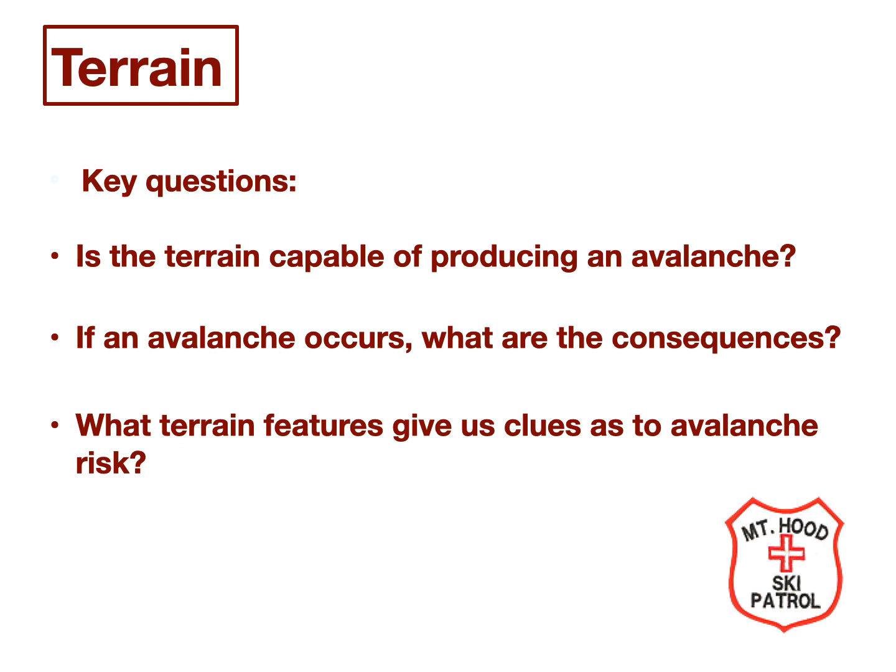These are the key questions we'll always need to keep in mind. Is the terrain capable of producing an avalanche? If an avalanche occurs, what are the consequences? Are there any terrain features that give us clues to avalanche risk? As we mentioned previously, we can often choose terrain to minimize risk. The answers to the above questions for each of our terrain options should allow us to make decisions that reduce our exposure to avalanche hazards.